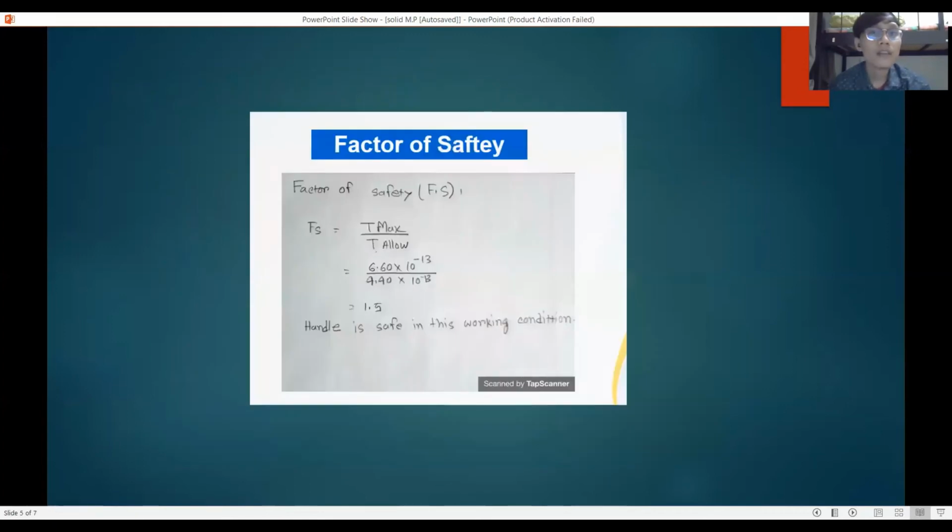For the factor of safety, FS equals tau max over tau allow, equal to 6.60 times 10 to the 3 divided by 4.40 times 10 to the 3. We get 1.5, which means the handle is safe in this working condition.